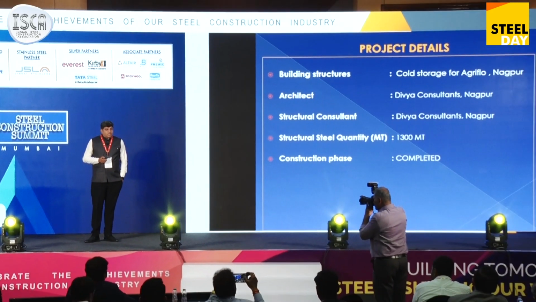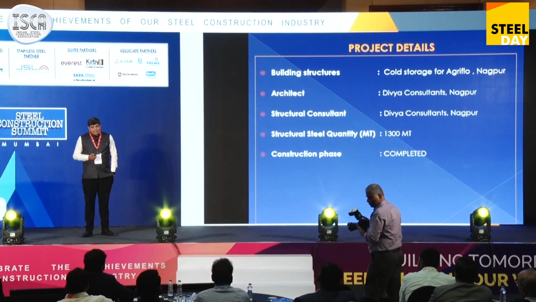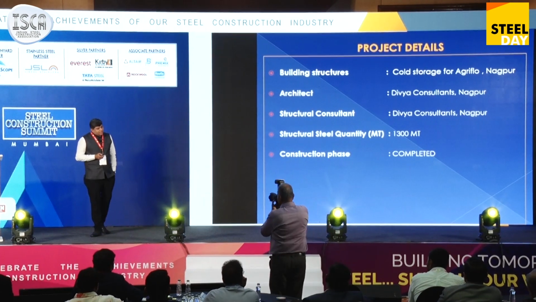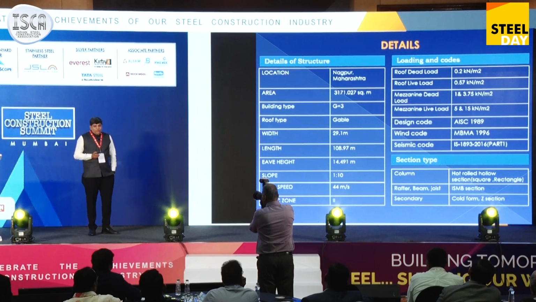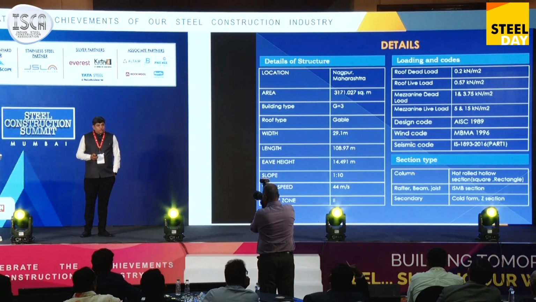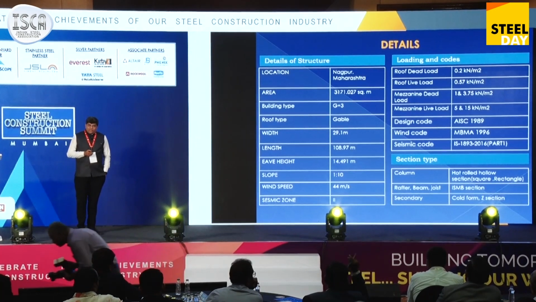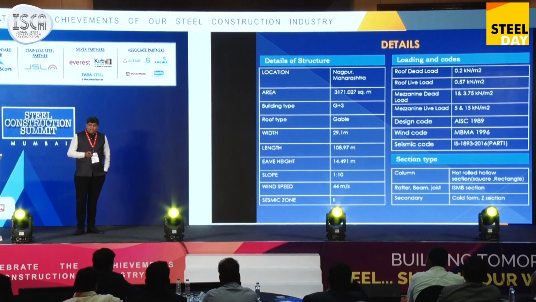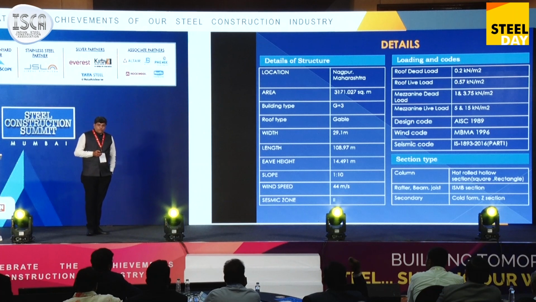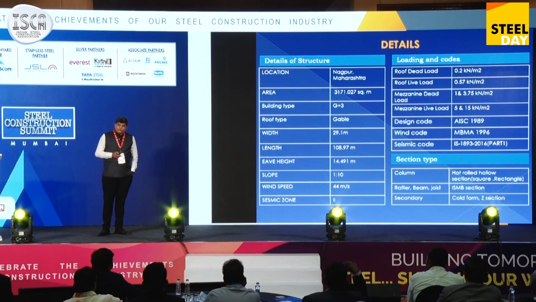The total steel consumption is around 1300 tons, and the project is already completed. These are a few details related to loads and other things. The location is Nagpur. The total area of the cold storage is around 30,000 square feet. The building is G+3. For the roof, we have done a gable roof instead of a flat roof.